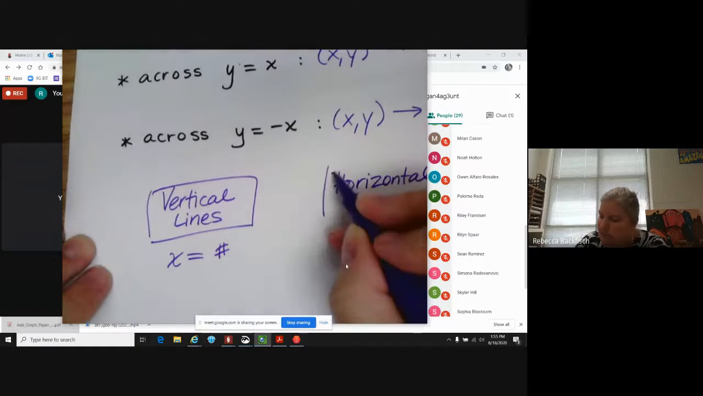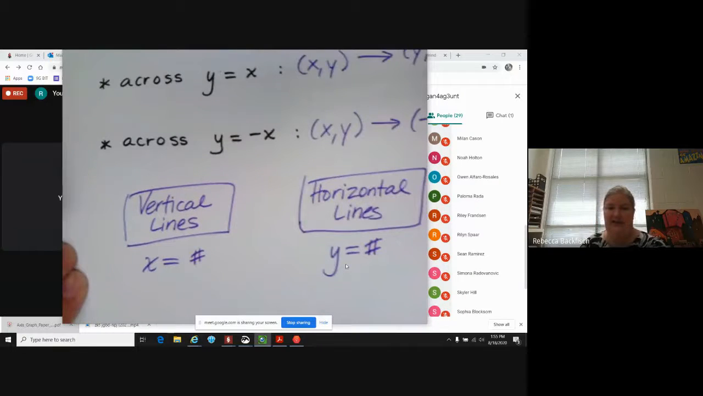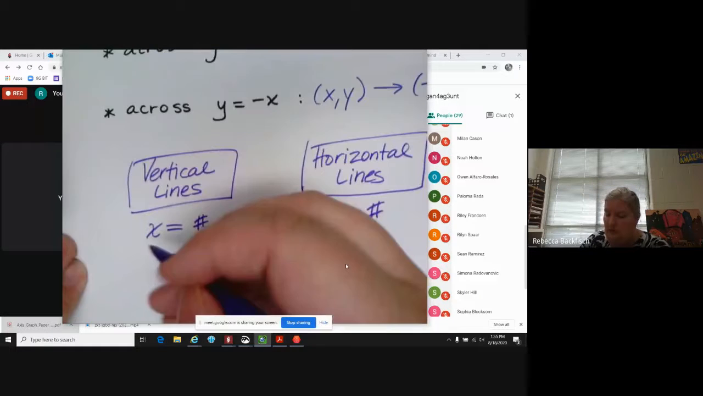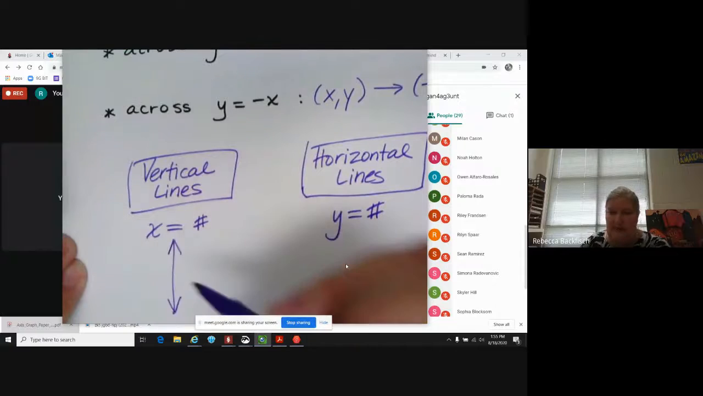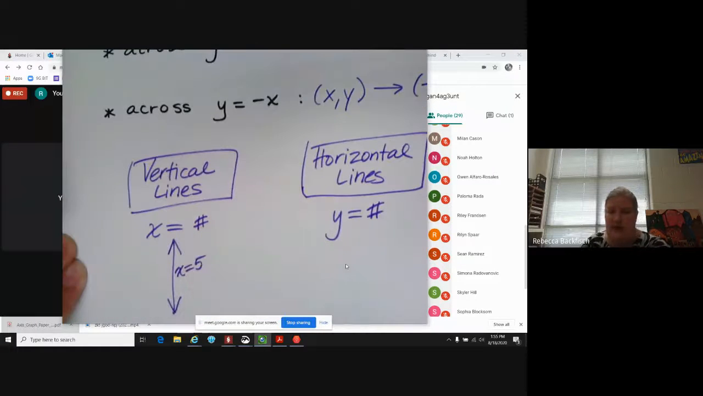Now, if you don't remember that, and you're asked to reflect across a line and it just says y equals or x equals, then go to Desmos and type in whatever that equation is, y equals 5, x equals 2, and see where that line is. So vertical lines means up and down, and they have equations like x equals 5. And horizontal lines are left and right, and they have equations like y equals -2. Just y equals some number.